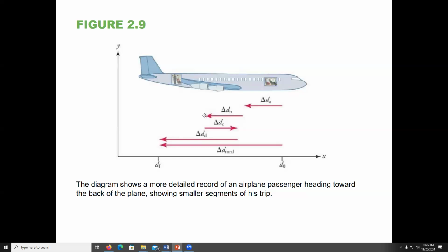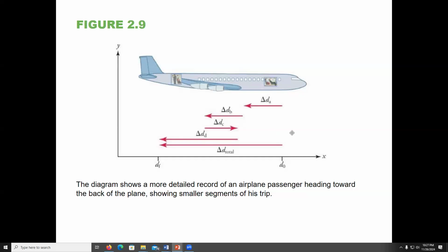Then they had a third trip, which was they moved back a couple of seats and had another conversation with another passenger here. Then they decided to maybe go all the way to the back to use the bathroom, and that is the third trip, DD. In the end, you must be able to recognize that I started off at D naught, DI, the initial position where the passenger started, and the passenger ended up at the bathroom, for example, at DF, D final.